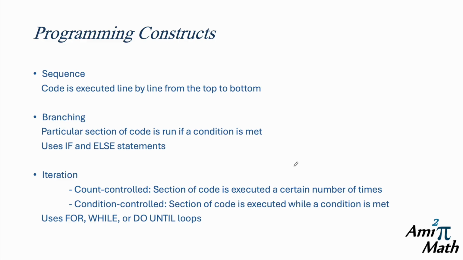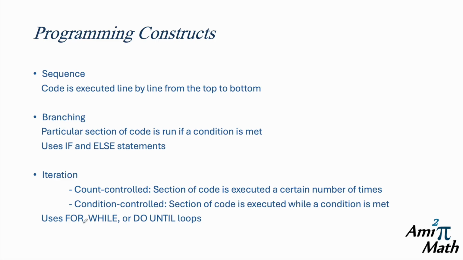And iteration, so you have 2 types. You have count controlled. This is when a section of code is executed a certain number of times. And you have condition controlled, where a section of code is executed while a condition is met. So it uses for, while and do until loops.